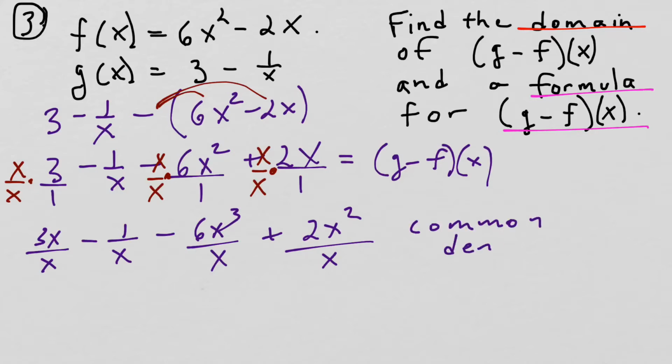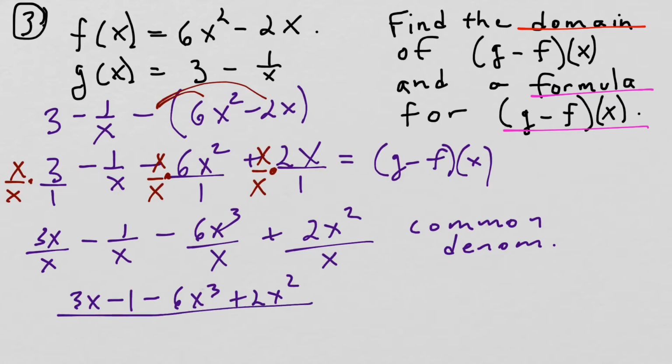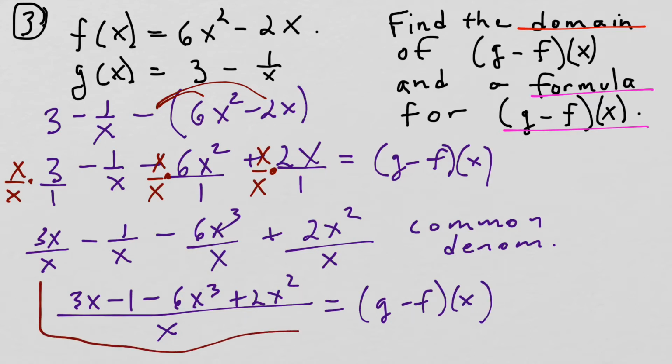Alright, and when you have a common denominator, you can combine into one fraction by just writing your numerator out. So I've got 3x minus 1 minus 6x cubed plus 2x squared all over x. Okay, so this would be your preferred way of writing g minus f of x, the new function. Alright, so this is a preferred way.